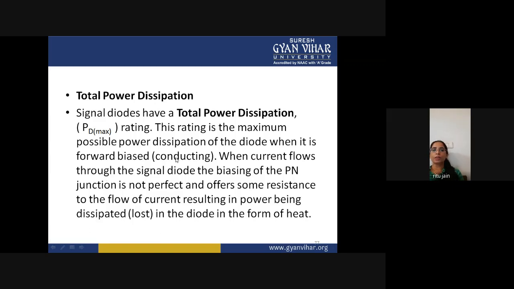Okay, so now I think you are able to understand what power dissipation is. Power dissipation is the rating which means the maximum possible voltage and current which can appear across the diode, that is the power dissipation, equal to V into I. So when current flows through the signal diode, the biasing of the PN junction is not perfect and offers some resistance to the flow of current, so there will be some heat dissipation or loss in the diode.